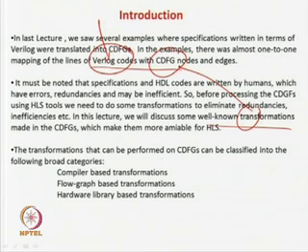Correct. So, what are the different types of optimizations or transformations we will see? We will see compiler driven transformation, flow graph transformation and hardware library based transformation. So, we will see one by one. So, let us start with the compiler based transformation. So, what is the compiler based transformation?